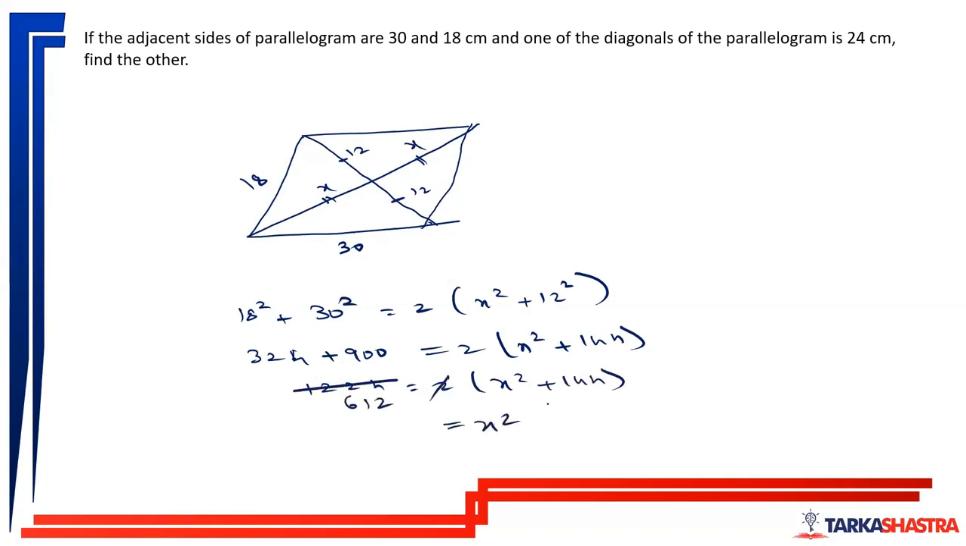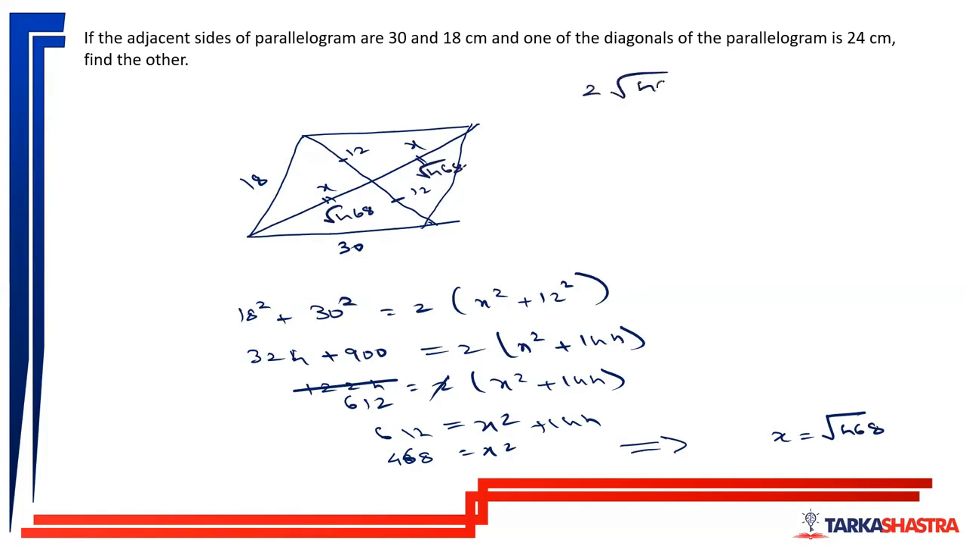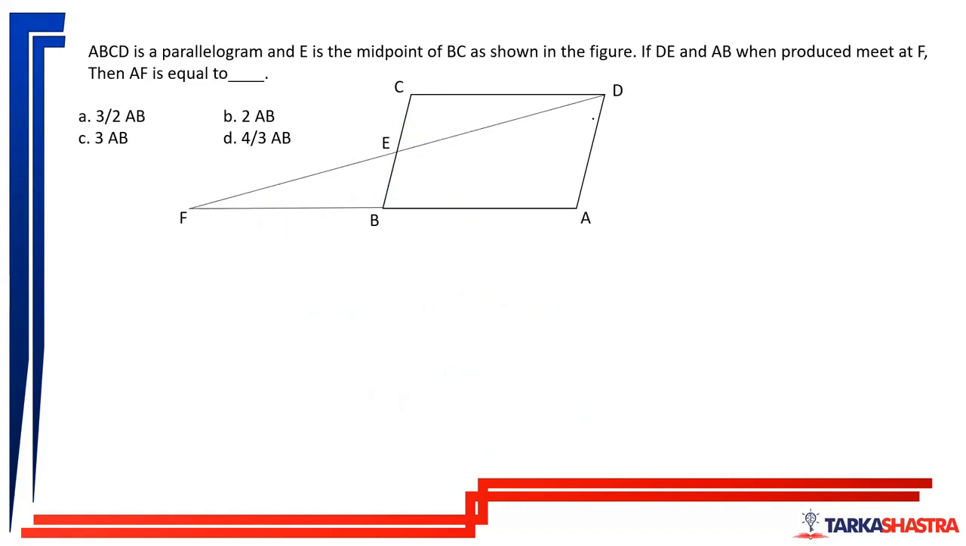So x square plus 144 is equal to 612, which gives me x square is equal to 468. Which gives me x is equal to root 468. This will also be root 468. Length of the other diagonal will be twice of root 468. This is what they are expecting from us. Twice of root 468. Okay, easy exam.